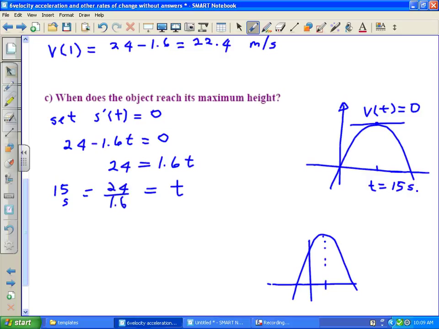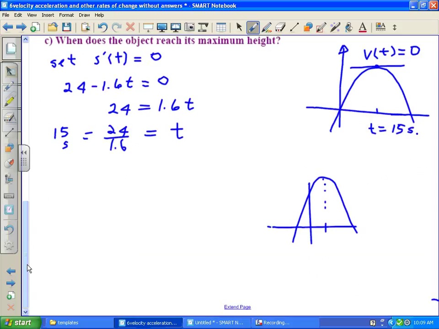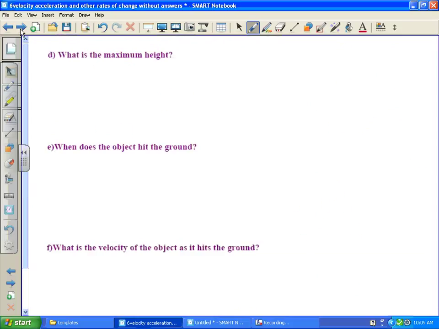So let's move on to part D. Part D was asking, what is the maximum height? So now you know it reaches the maximum height at time equals 15 seconds, right? But then the question is, what is the maximum height in meters? What is that distance? So how could I find that? Now that I know the time is 15 seconds, plug it into the derivative or the original? Into the original function, because distance is what we want to find here, right? So we need to know the distance from the ground at the moment when time equals 15 seconds.